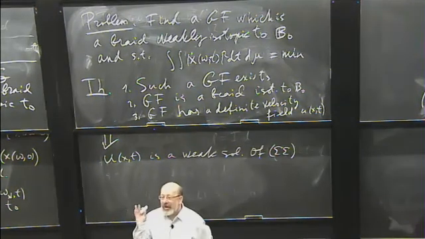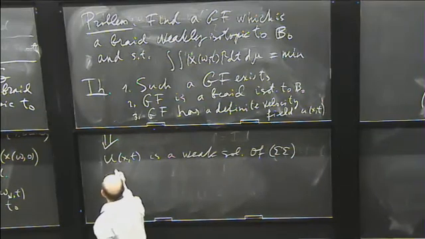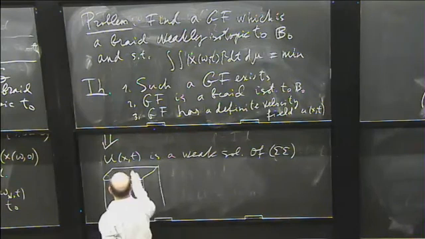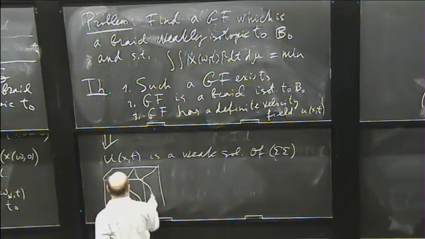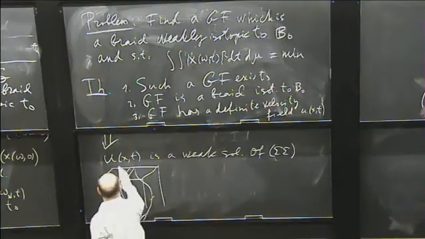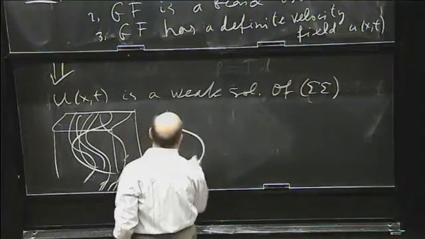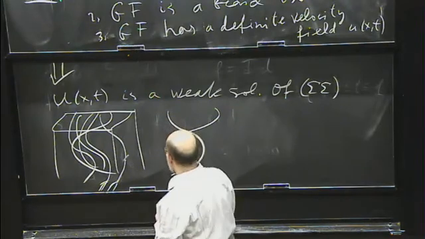Let me just show why it is true in one example. What we are fighting with. Suppose this is our domain, this is our cylinder. Suppose that half of these lines go this way, and in the other half the lines are going this way.